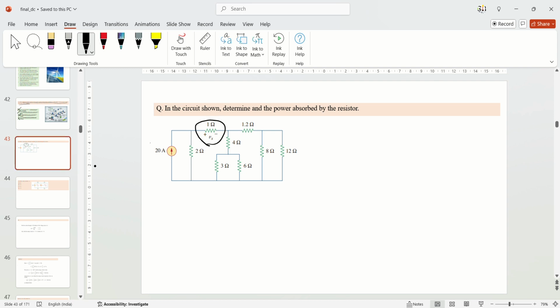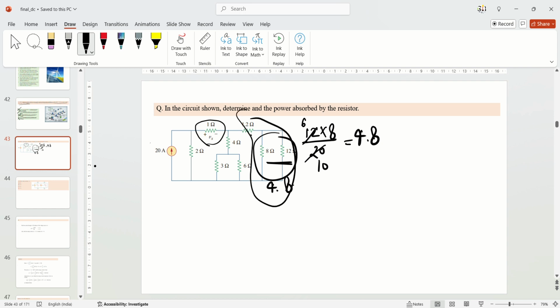So in this question, you have to use some techniques. Suppose this is the parallel system. Just you have to do 12 multiplied by 8 divided by 20. It will come out to be 4.8. So this is the overall 4.8. If you add this 1.2, it will come out to be 6.